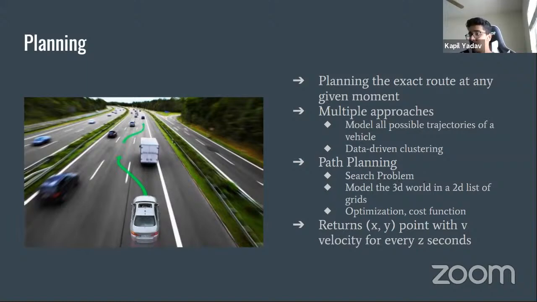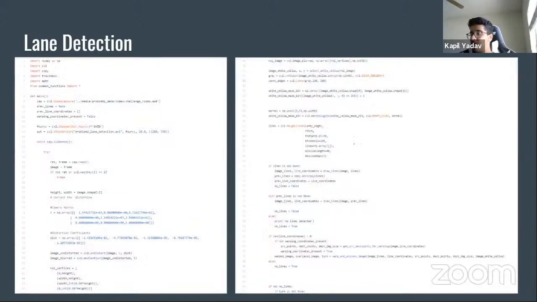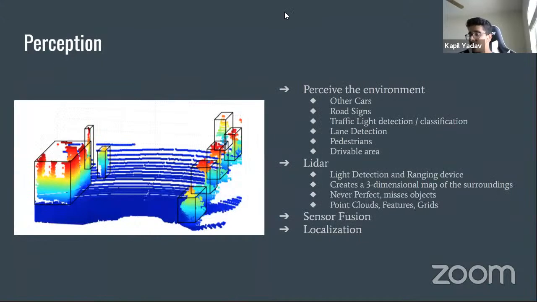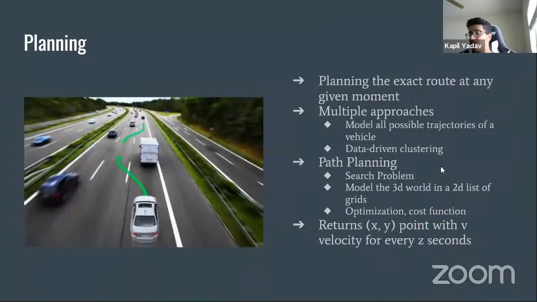So now you took the perception module and the point clouds that talk about features, grids, and that sort of thing, that kind of turned that 3D space into a 2D space. And now that's basically a list of grids. So it's just a search problem. In essence, you just turn your 3D world into a 2D set of grids, and now it's just a search problem. And it's kind of like a maze.